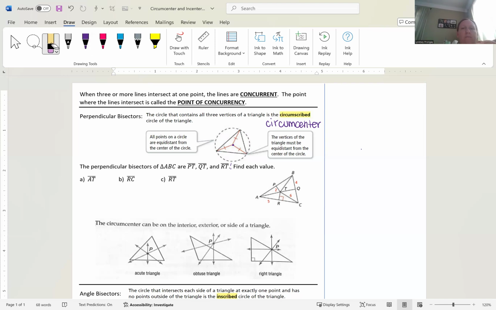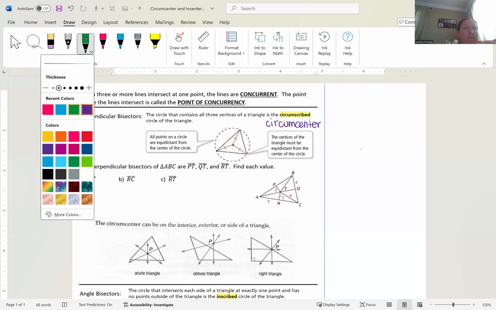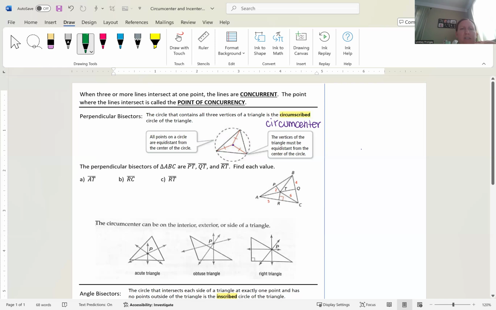Okay, so now let's look at what some questions can ask us here. We have the perpendicular bisectors of triangle ABC are PT, QT, and RT. So in this one, we do have the perpendicular bisectors. We also have that distance from that circumcenter to the vertices. We have all these segments here, and we are going to find each value. So first off is AT. AT is this one right here, which is the distance from the circumcenter to corner A.